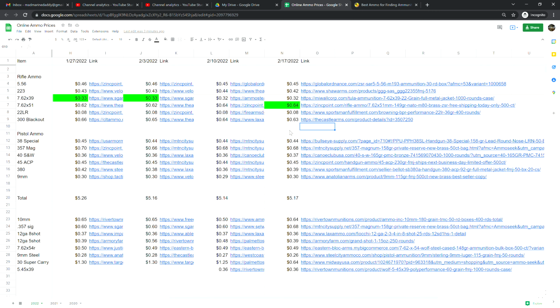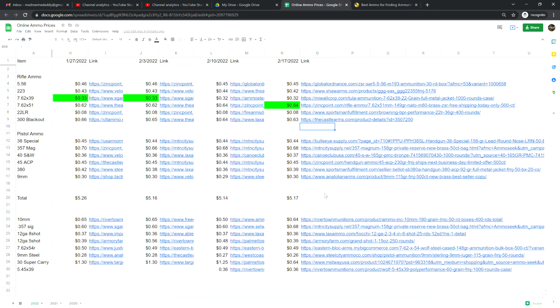40 Smith & Wesson is at 37 cents a shot. That is up 1 cent from last week. 45 ACP is at 45 cents a shot. That is up 1 cent from last week. 380 is at 39 cents a shot. That is actually up 3 cents from last week. And 9mm brass is at 30 cents a shot. That is up 1 cent from last week.